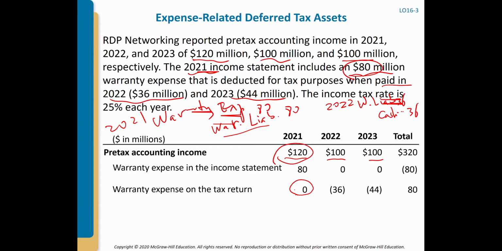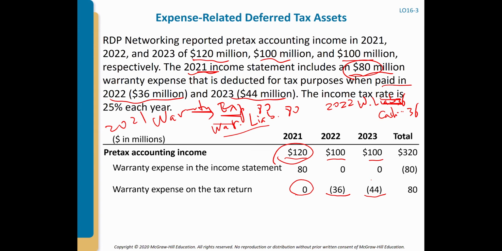Remember, the tax basis is usually the cash basis. So that's why we're not allowed. You can only deduct 36 in 2022 and 44 in 2023.